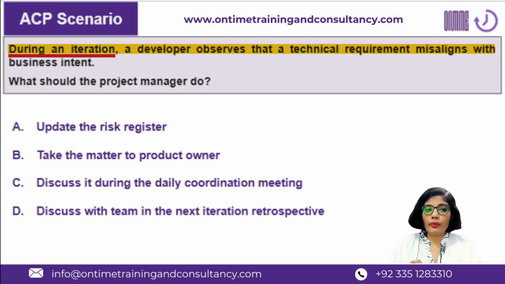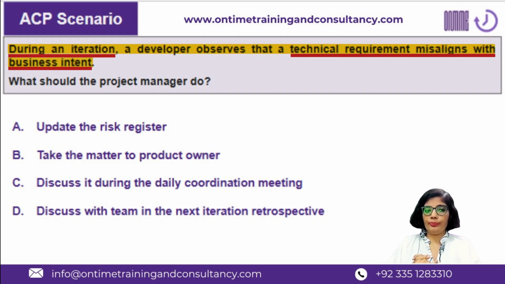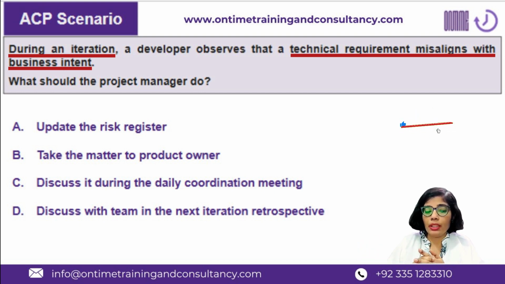During an iteration, a developer observes that a technical requirement misaligns with the business intent. What should the project manager do? A, update the risk register. B, take the matter to the product owner. C, discuss it during the daily coordination meeting. And D, discuss with the team in the next iteration retrospective.